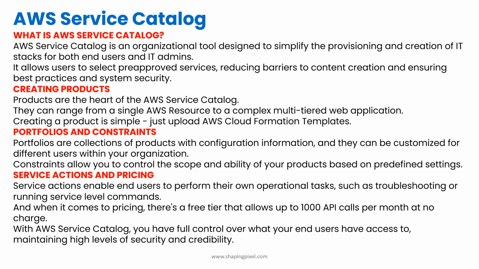Portfolios are collections of products with configuration information, and they can be customized for different users within your organization. Constraints allow you to control the scope and ability of your products based on predefined settings. Service actions enable end users to perform their own operational tasks, such as troubleshooting or running service-level commands. And when it comes to pricing, there's a free tier that allows up to 1000 API calls per month at no charge. With AWS Service Catalog, you have full control over what your end users have access to, maintaining high levels of security and credibility.